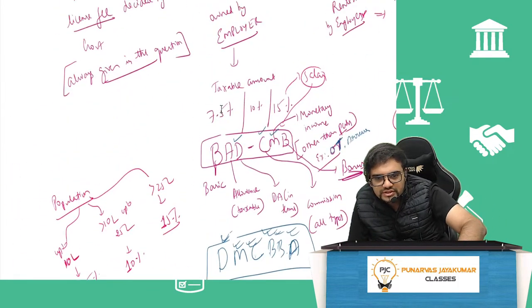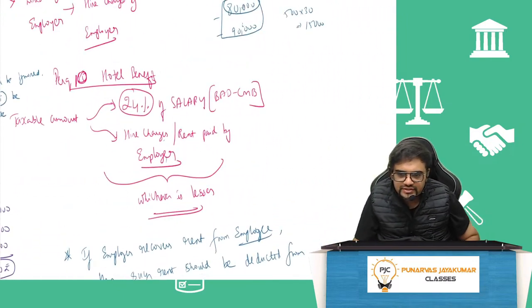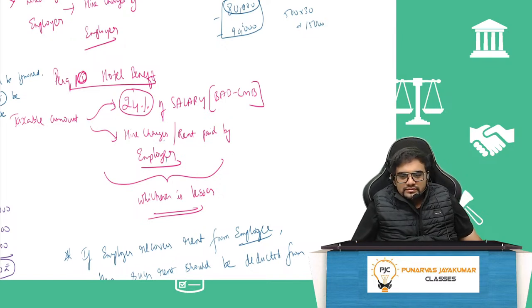This is perquisite number 9. 10. Hotel benefit. If they have given you a hotel to stay, what is the taxable benefit of the hotel that you are staying in? 24% of salary. Which sort of salary? Same: bonus, taxable allowances, DA if it's in terms, same thing. Or hire or rent charges paid by employer, whichever is less.